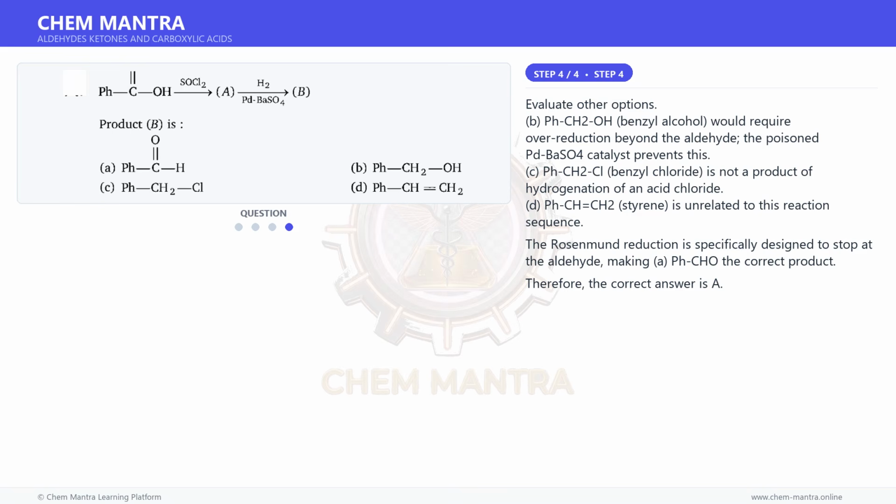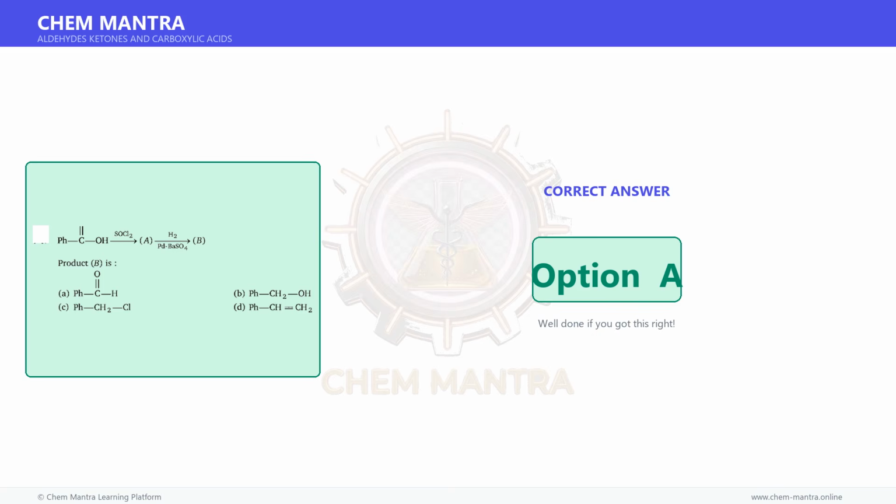The Rosenmund reduction is specifically designed to stop at the aldehyde, making A, PhCHO, the correct product. Therefore, the correct answer is option A.